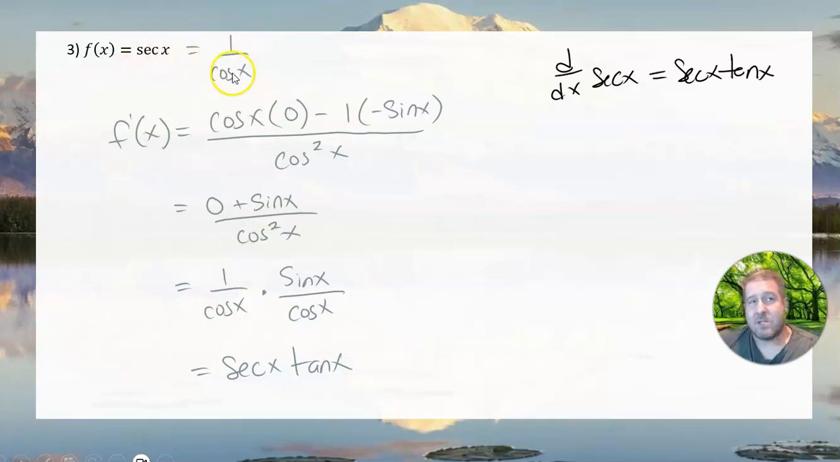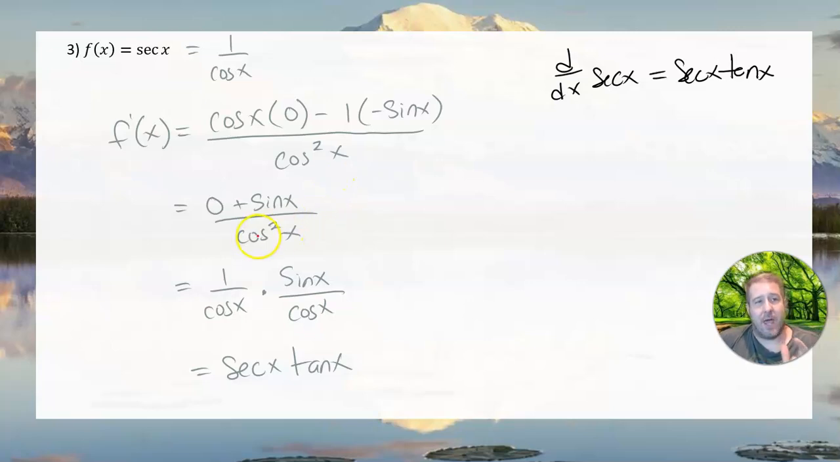All right, so secant is just 1 over cosine. You should already know that's your identity. And then you can use the quotient rule again. Low d high minus high d low over the bottom squared. Simplify that down. Anything times 0 is 0. Negative times a negative is a positive. And then you end up just getting sine over cosine squared.